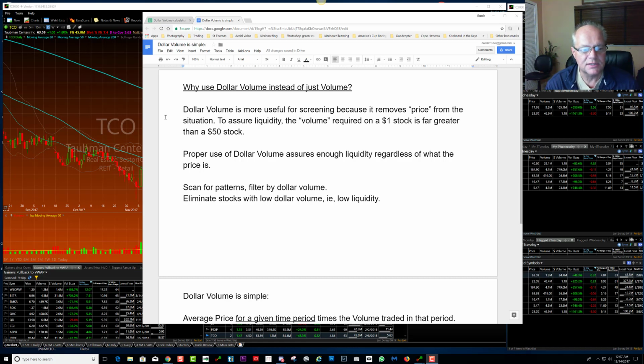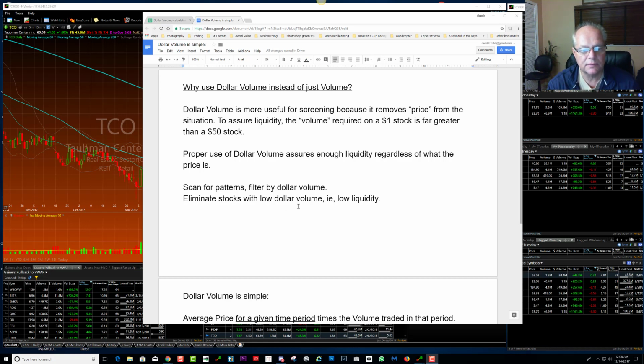So when we're scanning for patterns, we're not scanning for price. You use price and dollar volume to filter later, to make sure that you only get the most liquid stocks in your scans. Proper use of dollar volume assures enough liquidity regardless of what the price is. We scan for patterns, then filter by dollar volume, not volume.